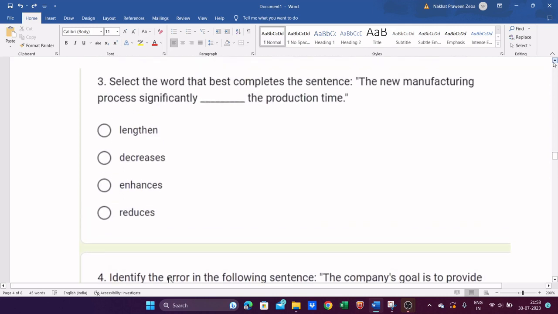Yeah. Question number three. Select the word that best completes the sentence. The new manufacturing process significantly dash the production time. So we need to select the most suitable word which fills here. Lengthen cannot be filled there. Decreases also not suitable, enhances no, reduces can be. So the new manufacturing process significantly reduces the production time. So the correct answer will be option D.